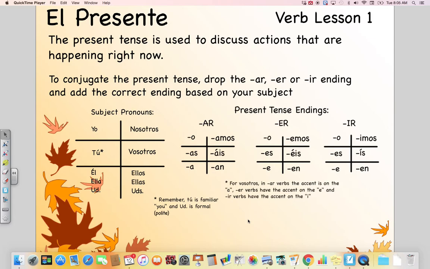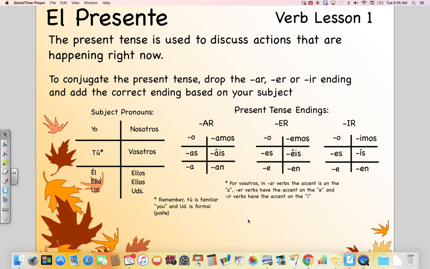In today's lesson, Verb Lesson 1, we're going to talk about the basics of the present tense in Spanish. So let's start with what the present tense is. The present tense expresses actions that are taking place in the present, as in right now.